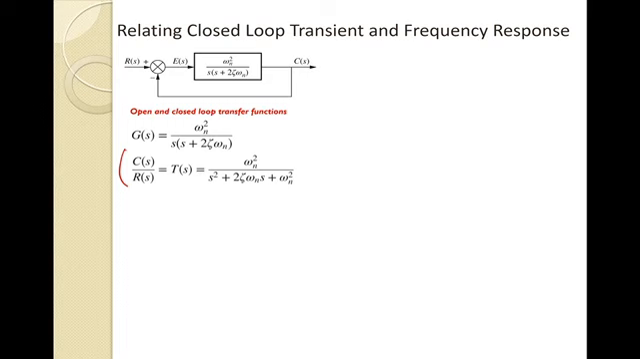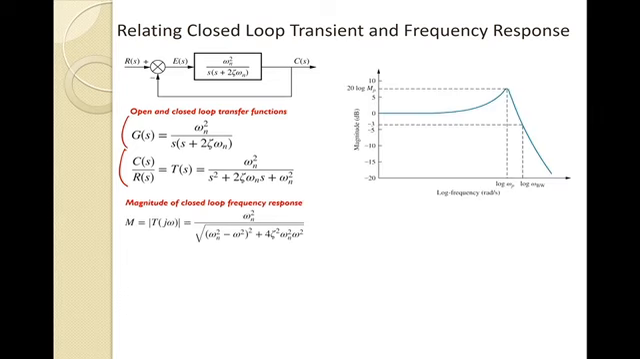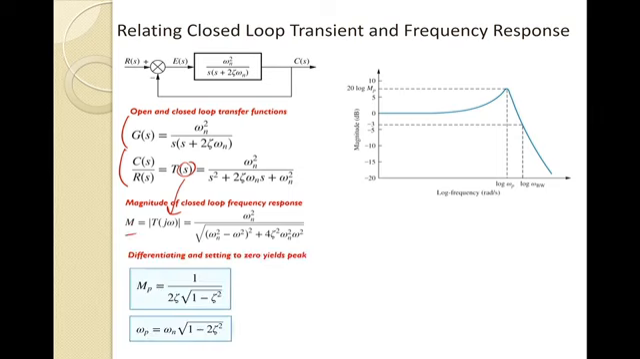So here's that open-loop transfer function G of S, and then the closed-loop function T of S. Now we can plot the magnitude of that response by substituting in S equals j omega. By making that substitution and doing some complex math, we're going to get some magnitude function as shown right there. And then we can plot that magnitude in terms of decibels as a function of log frequency in radians per second.